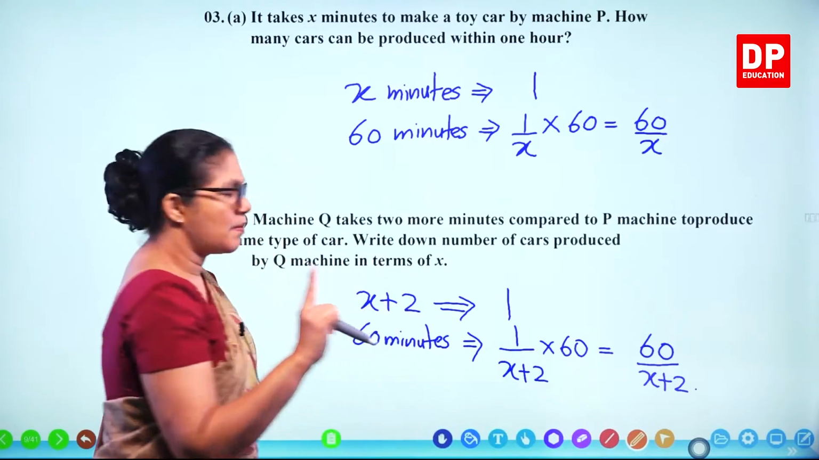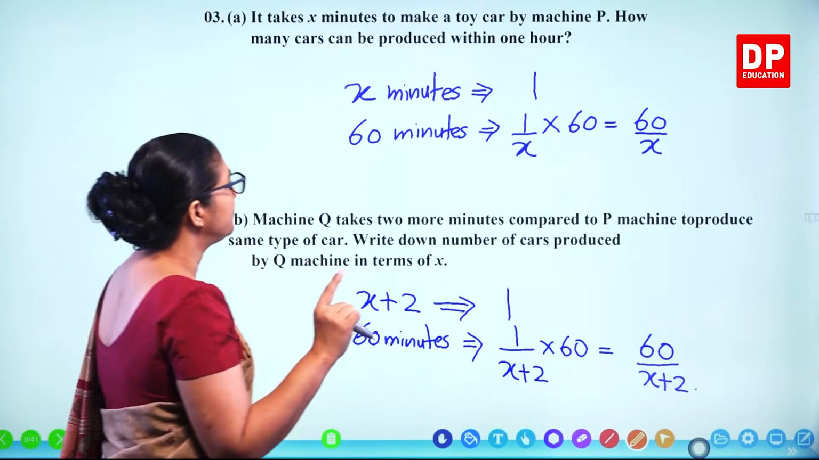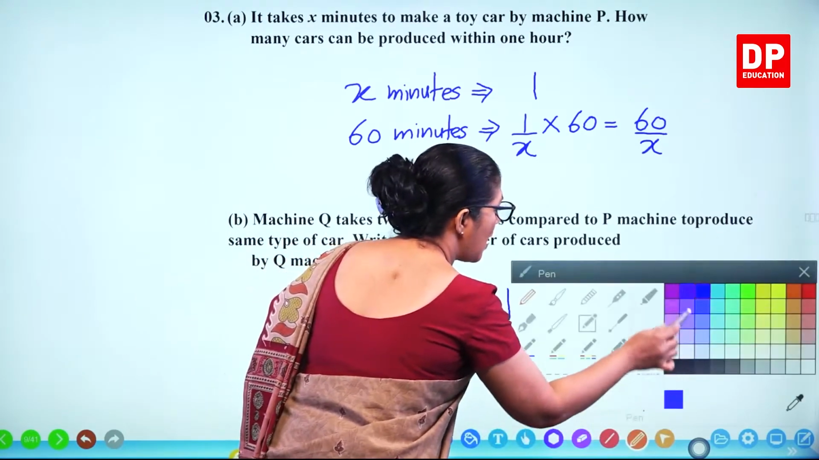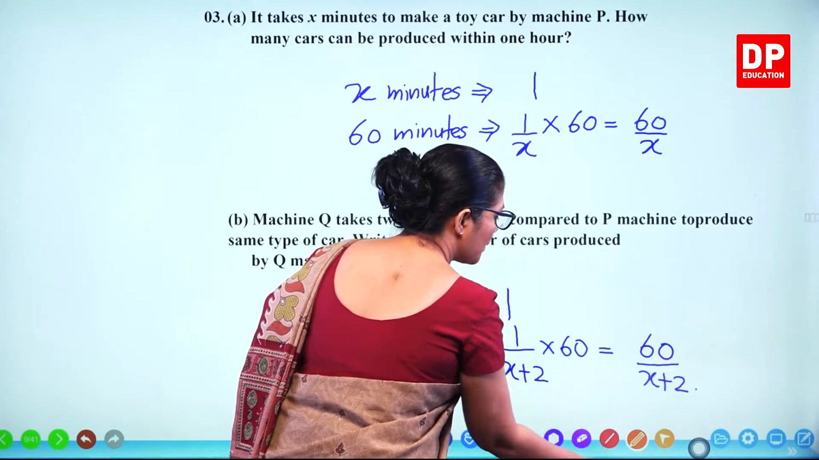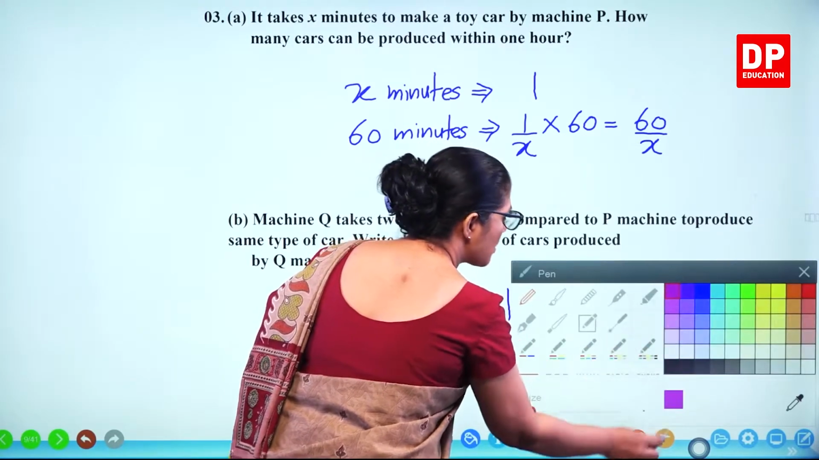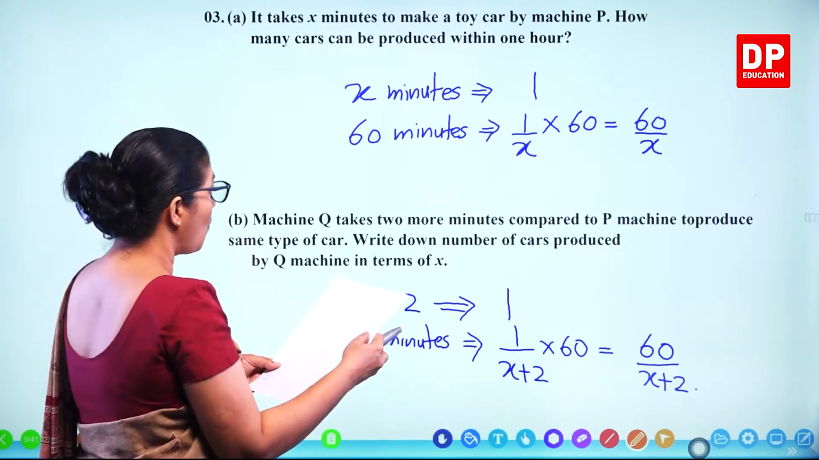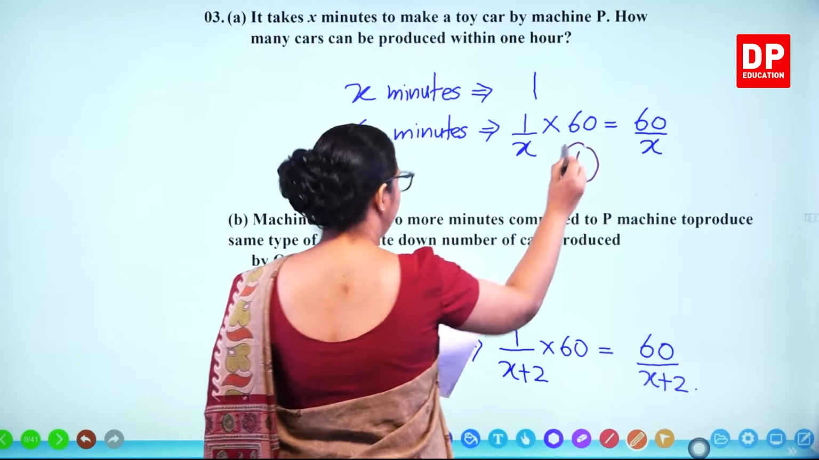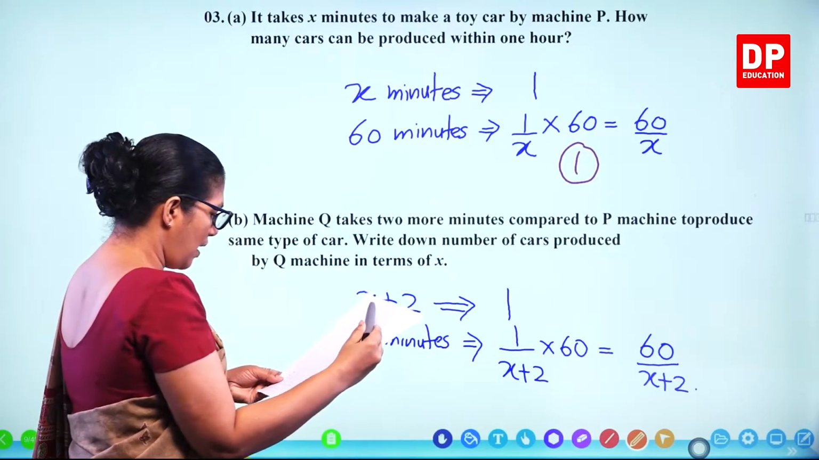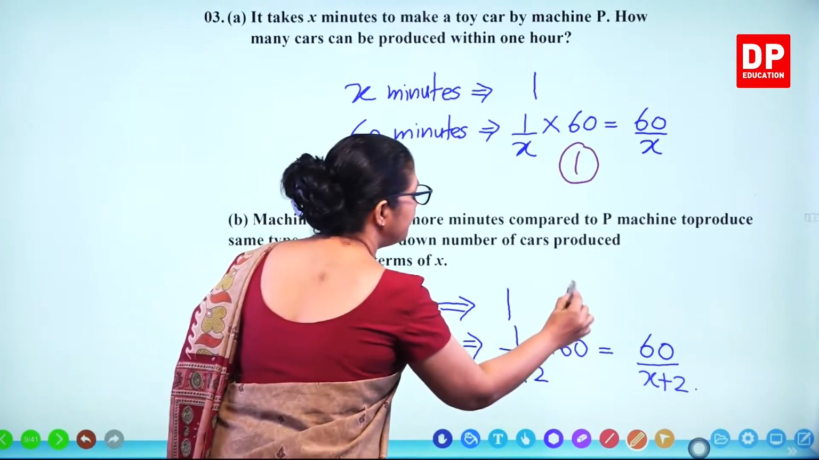Within 60 minutes means 1 hour. So let's take the marks. How many marks for that? 1 mark just for this one. And 1 mark here.